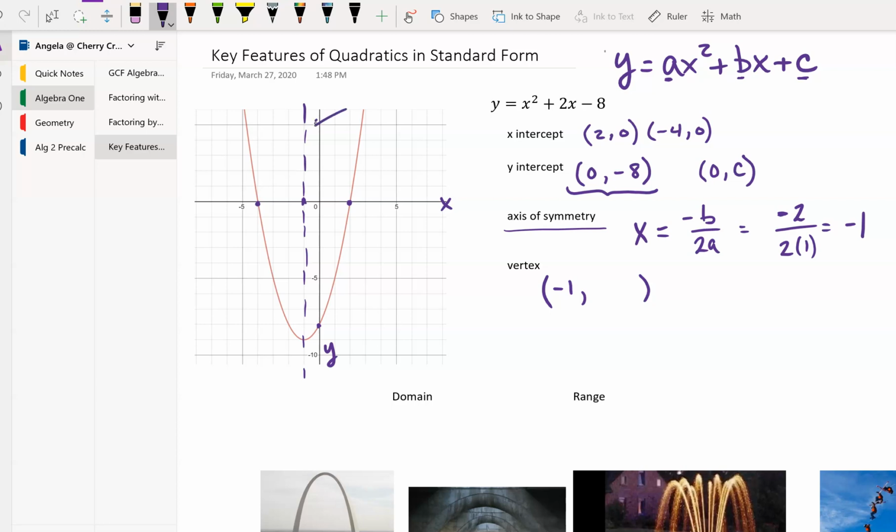So we can actually write an equation for this line, and the equation of this line is going to be x is equal to -1. So that is going to be the equation for your axis of symmetry.